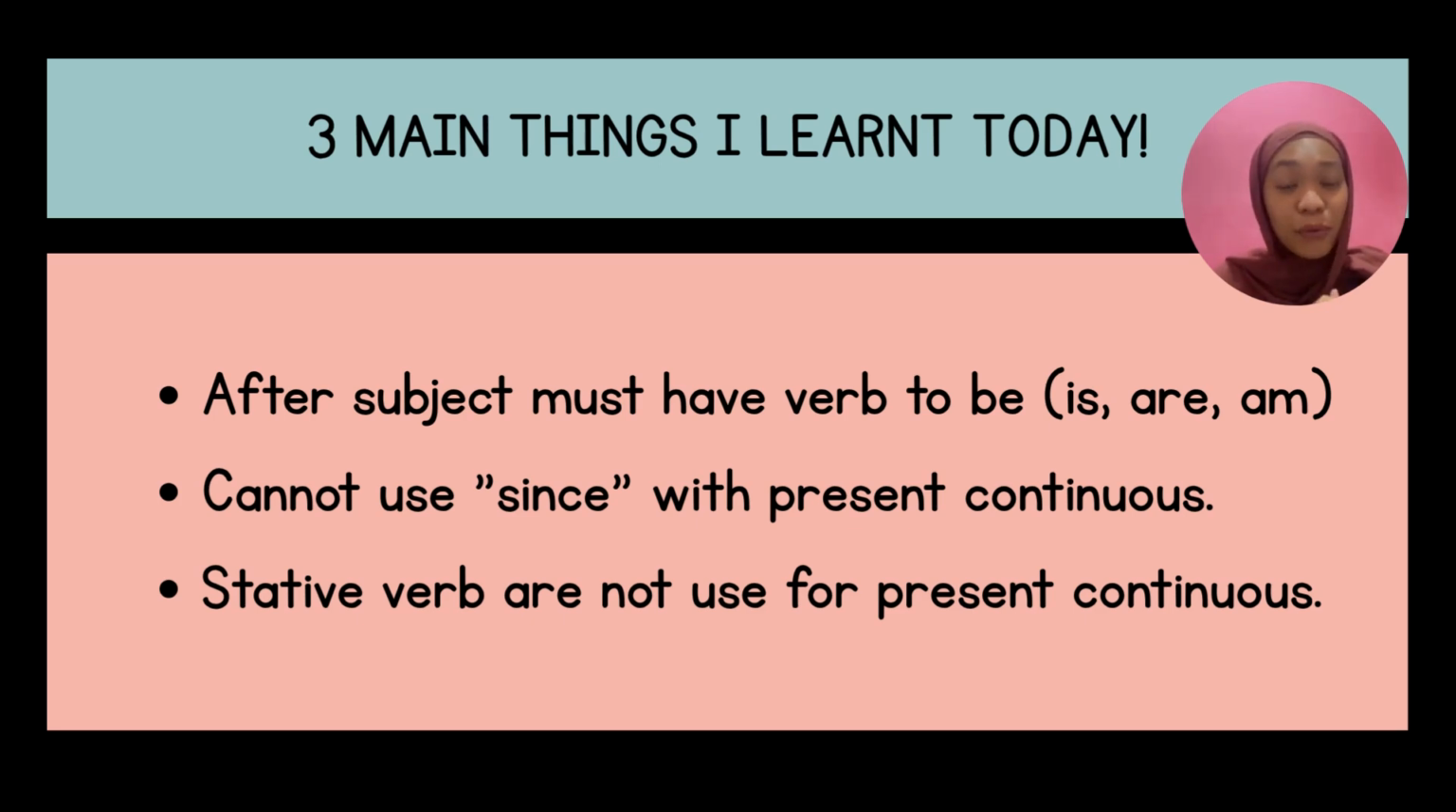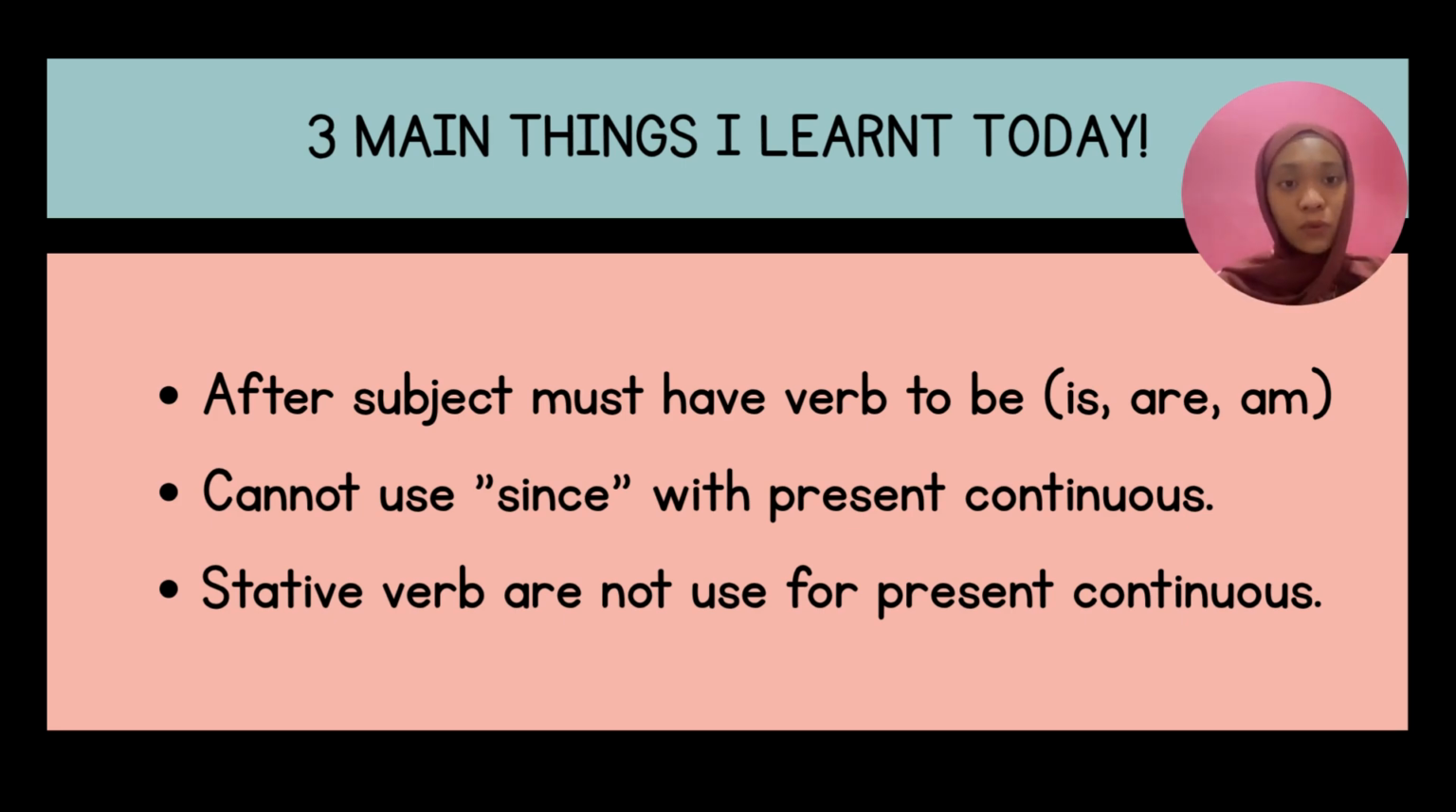Alright, so before we end our class, I want to highlight three main things that we learned today, so that this class will be beneficial for you and you will not make more mistakes after I give you another exercise or practice after this. The first one is that after the subject there must be the verb to be, which most of you did wrong, which is is, are, and am. So you still need to remember the present continuous form is subject plus verb to be, which is is, are, and am, plus verb plus ing or present participle.